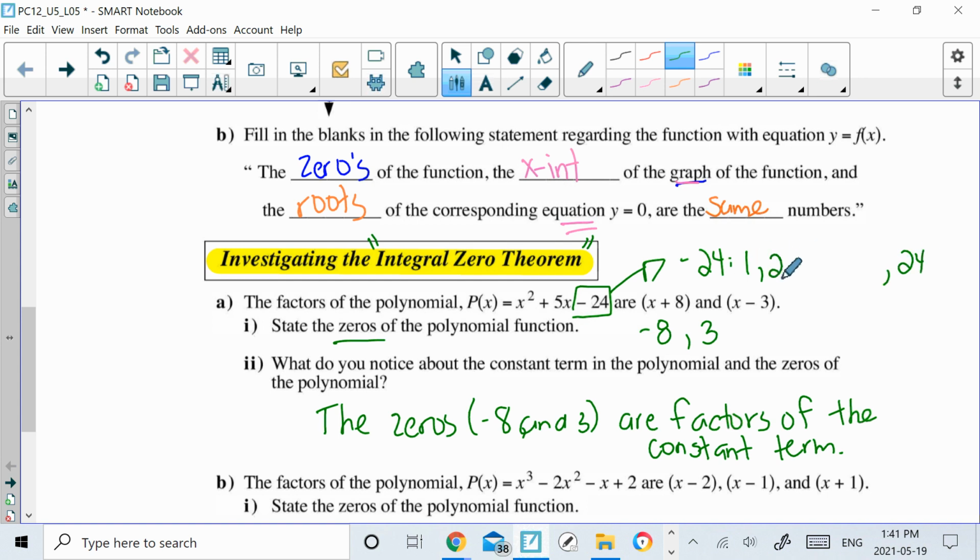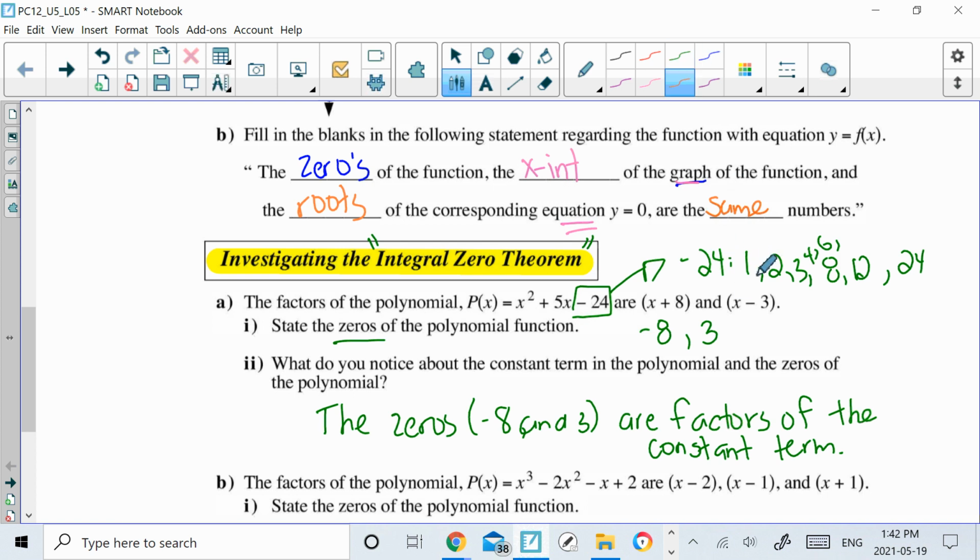24 is divisible by 2. It goes in 12 times. 24 is divisible by 3. It goes in 8 times. 24 is divisible by 4. It goes in 6 times. These are all of the factors of the number 24.